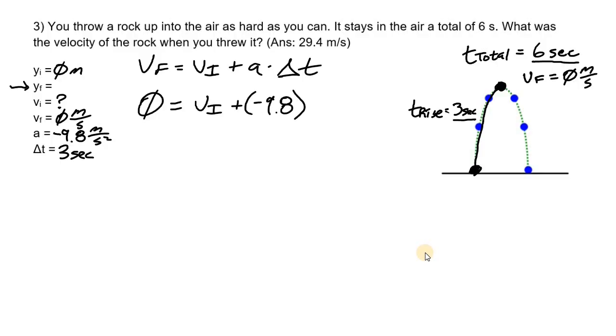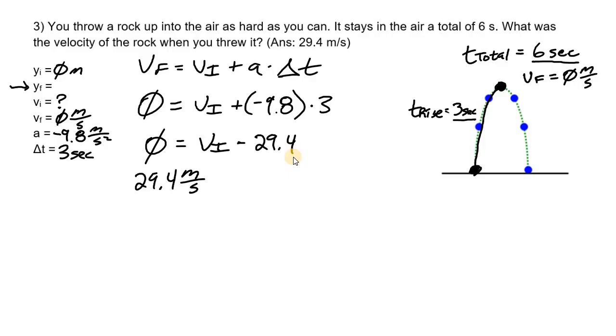Simple substitution. Okay, so we have our negative 9.8 times a positive 3. That will result in a negative 29.4. Add 29.4 to both sides of the equation. We get 29.4 meters per second as our initial velocity. Okay, so that's that problem, and hopefully by now you are getting a good handle on these.